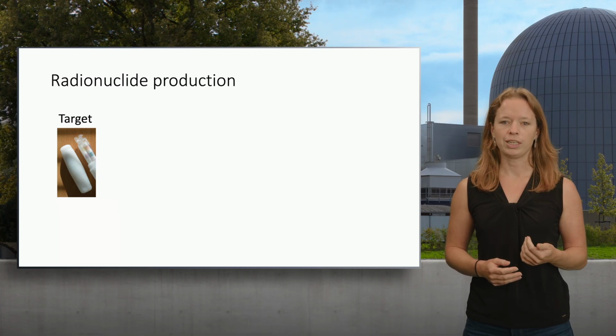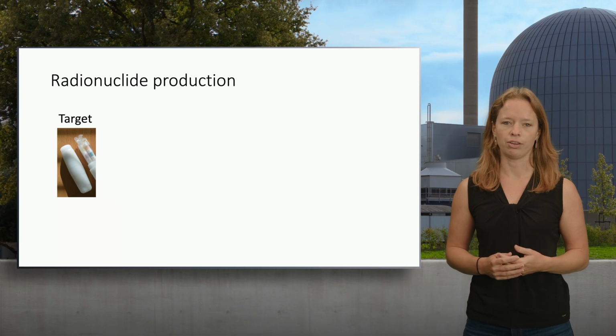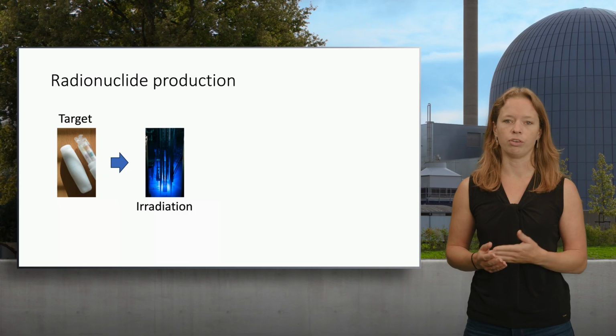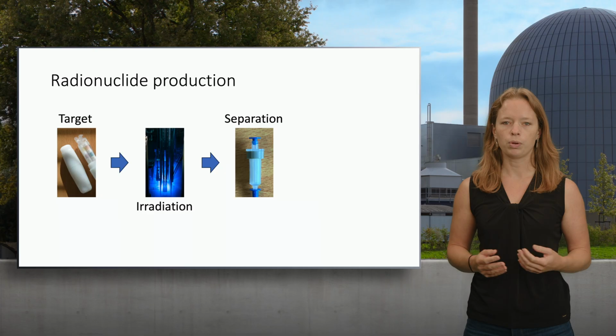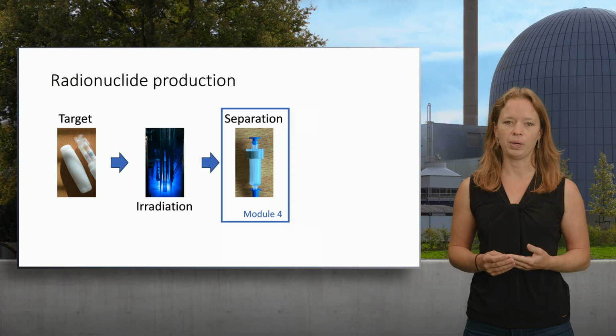The first step is to get your target material and pack it into an appropriate target container for irradiation. Then the target is irradiated in either a research reactor or an accelerator for a specific amount of time. The next step is the separation of the produced radionuclides from the bulk target material, which we'll cover in more detail in Module 4. And after we have separated the product, we can send it off to end users, which can be a hospital, for example.